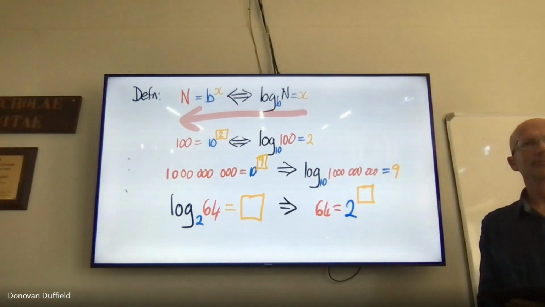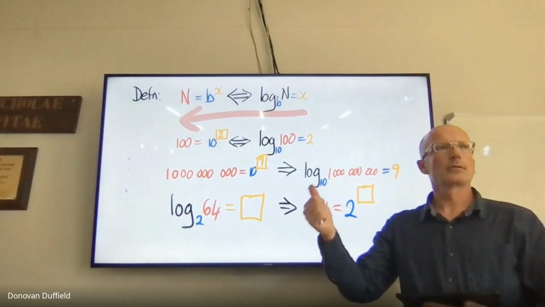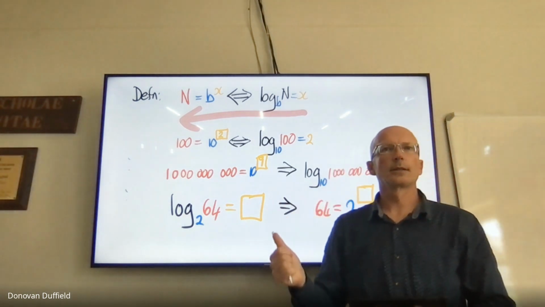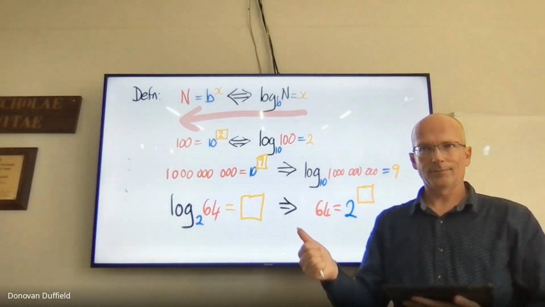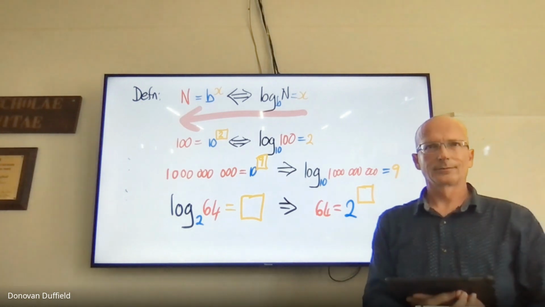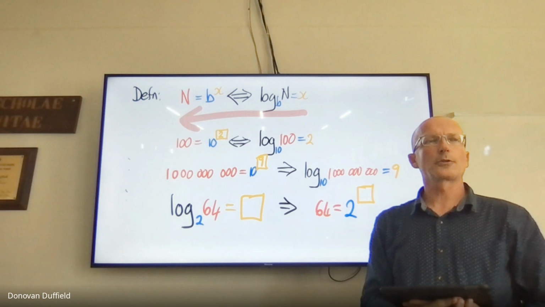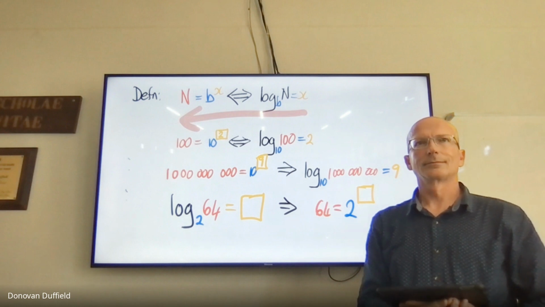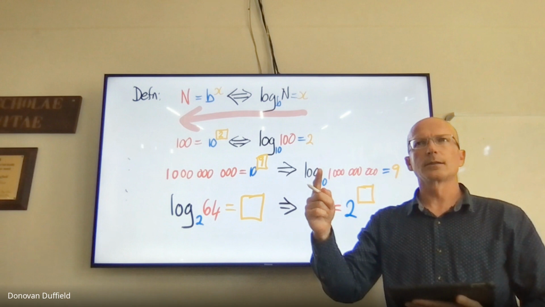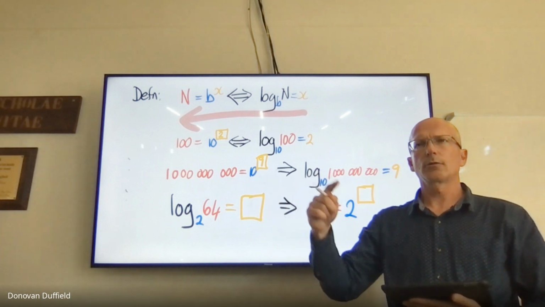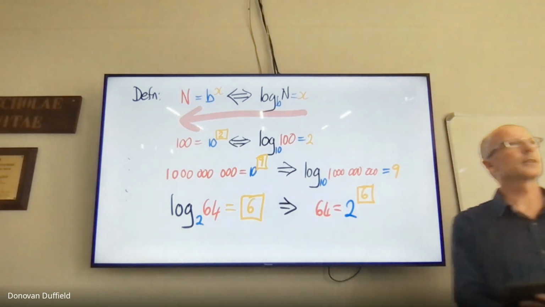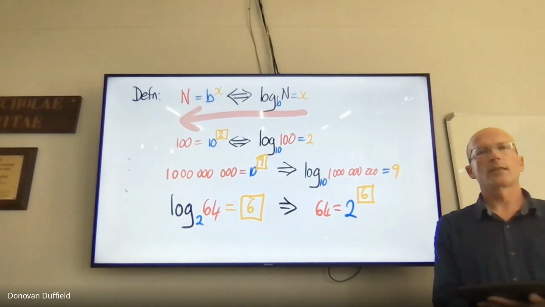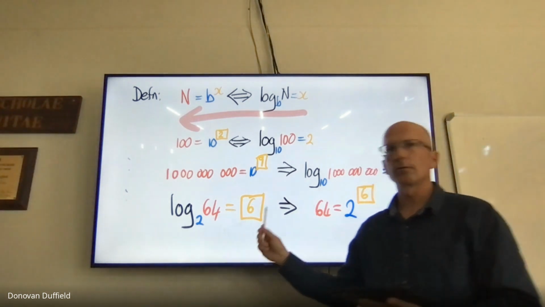2 to the what gives you 64? 2 times 2 is 4, times 2 is 8, times 2 is 16, times 2 is 32, times 2 is 64. How many times did we multiply 2 by itself? 6 times. Isn't 2 to the 3 equal to 8? And 8 times 8 is 64. 2 to the 3 times 2 to the 3 is 2 to the 6. The logarithm of 64 to the base 2 is 6.